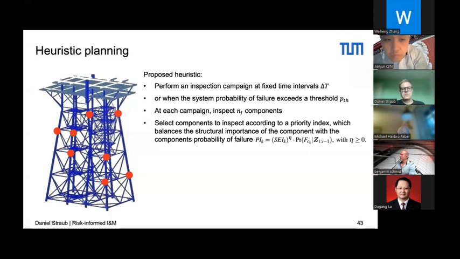What we did not use, however, is actually recorded load histories. So if you improve this further, you could consider that you also collect data on loads and use that to improve your decision making even more. This is not considered.